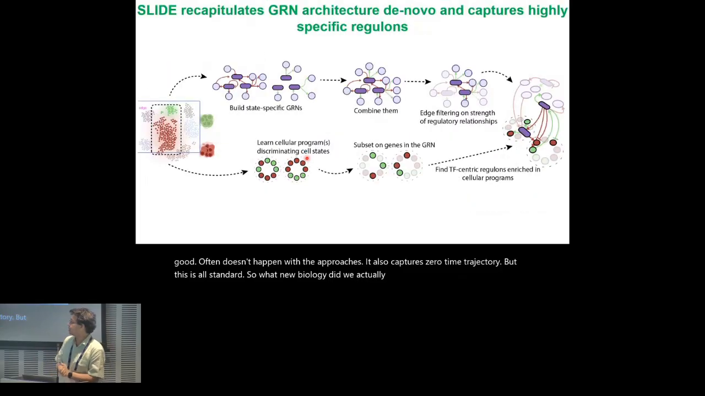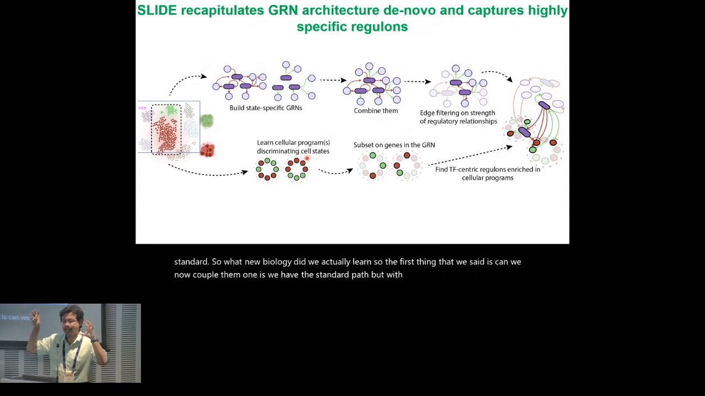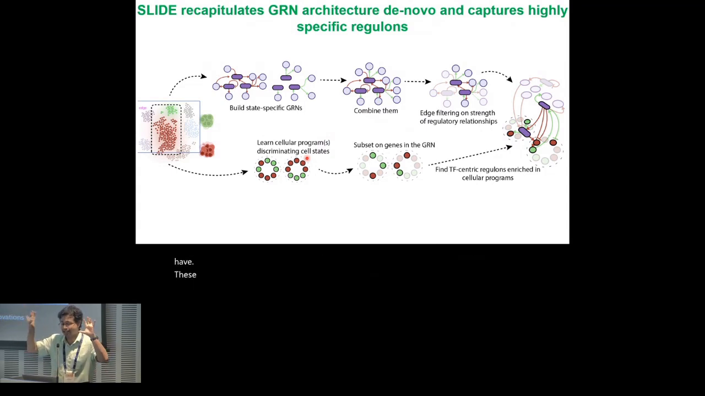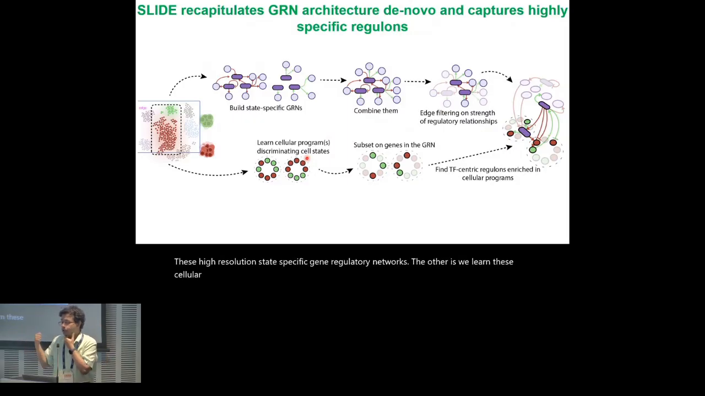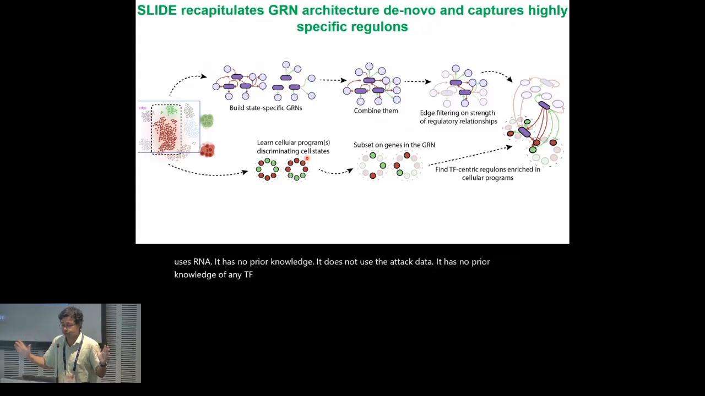So the first thing that we said is, can we now couple them? One is we have the standard path, but with some innovations, we have these high-resolution state-specific gene regulatory networks. The other is we learn these cellular programs with a lot of statistical guarantees. Can we now see? The SLIDE part only uses RNA. It has no prior knowledge. It does not use the ATAC data. It has no prior knowledge of any TF motifs or anything along those lines.